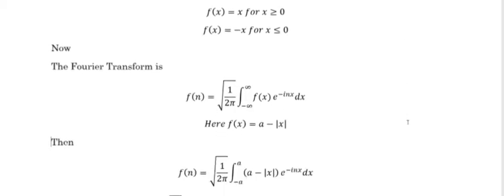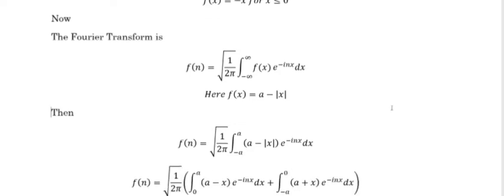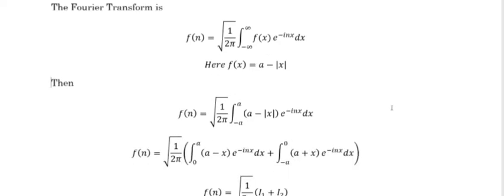Now let us write the Fourier transform equation which we have already studied. We use the standard formula, that is f of n is equal to root of 1 by 2 pi integral minus infinity to plus infinity f of x e raised to minus I n x dx. Here f of x is equal to a minus modulus x, please remember that. So let's see what we are going to do.